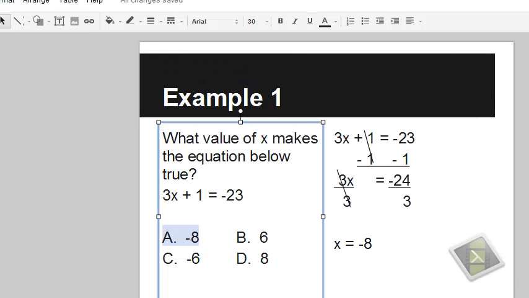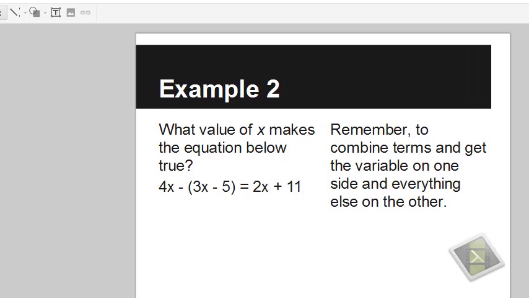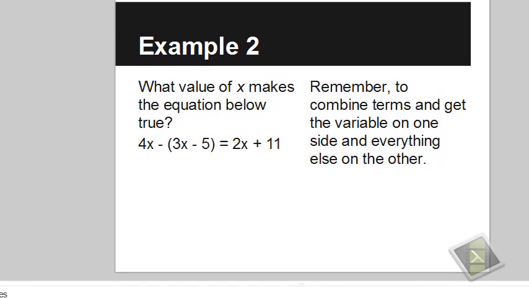We got one more thing to cover here today. We got example number 2. What example number 2 says: what value of x makes this equation below true? 4x minus this quantity, 3x minus 5, is equal to 2x plus 11. A few things we have to do there. There's some direction here on the right, and we'll solve this in a minute.